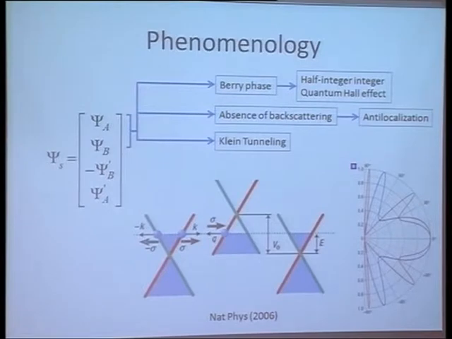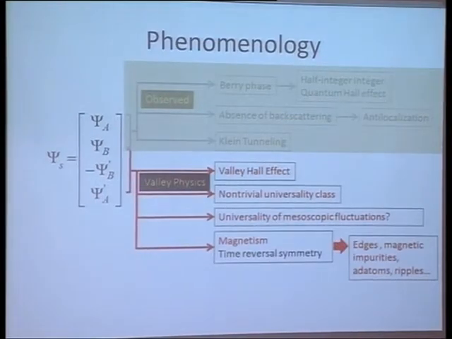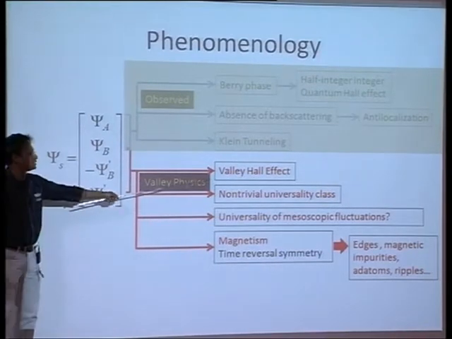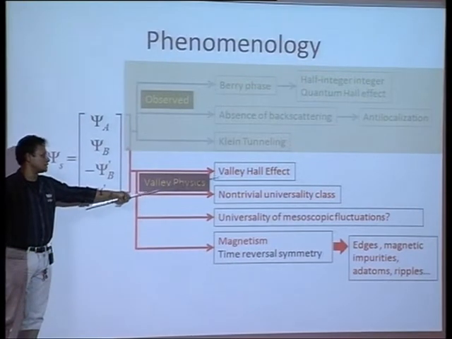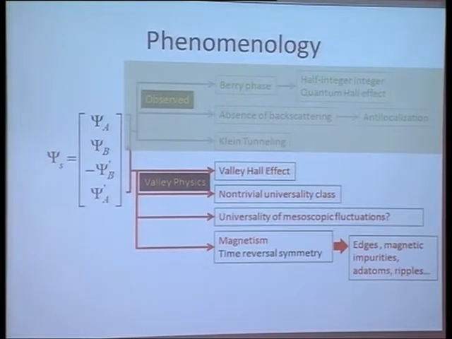Klein tunneling is another phenomenon which has now been claimed by some of the groups, but there are many, many phenomena which are still to be observed, particularly those connected to valleys. One of the very interesting effects that has been recently, actually this year, reported in Science from the Manchester, Geim group, is the Valley Hall effect. Valley Hall effect is analogous to quantum Hall effect, but with valleys replacing the spin.